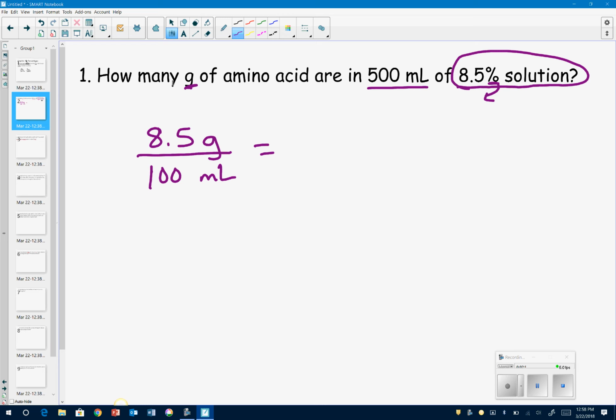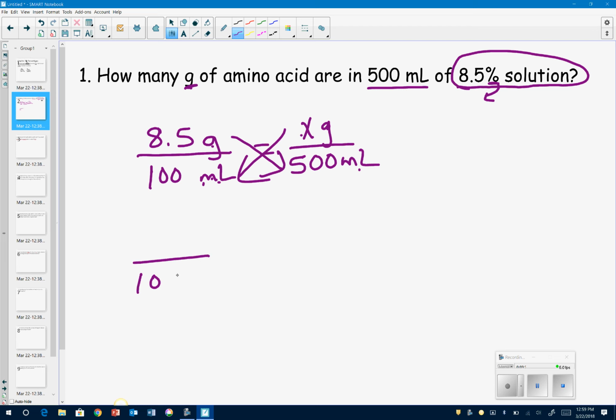So it's supposed to say X grams. We have weights up here, we'll have weights over there. So it'll be X grams of amino acid are in 500 milliliters. Okay. Then we always double check our units, make sure they're the same on top and the same on the bottom. So grams, grams, milliliters, milliliters. Cross multiply. Whatever you multiply the X by always goes on the bottom. So X times 100 would be 100x. 8.5 times 500 is 4,250. You divide that and it comes to 42.5 grams.